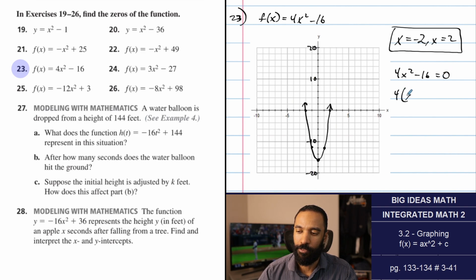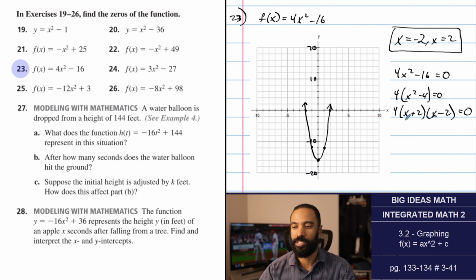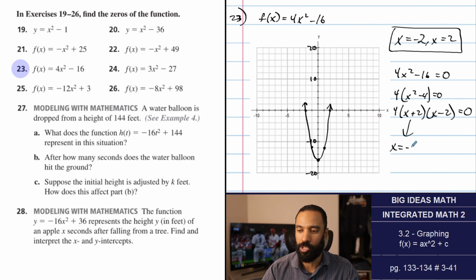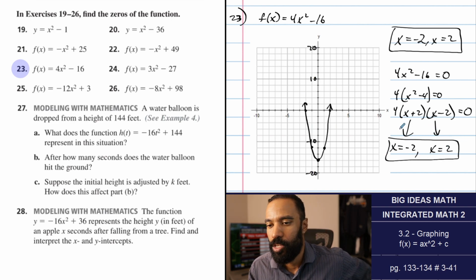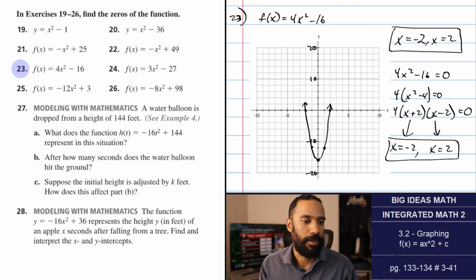We could have factored a 4 out of here. We get x squared minus 4 equals 0, and x squared minus 4 factors into x plus 2 times x minus 2. The 4 has nothing to do with equaling 0, but x plus 2 does. X would be negative 2 here, and x would be positive 2 there. That's the result. So again, just confirming that it works out that way.